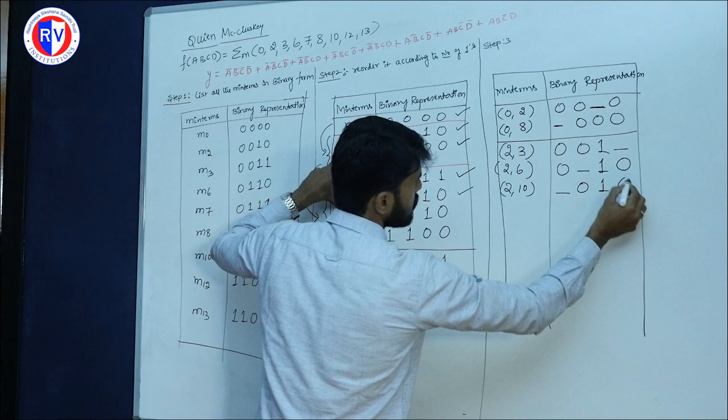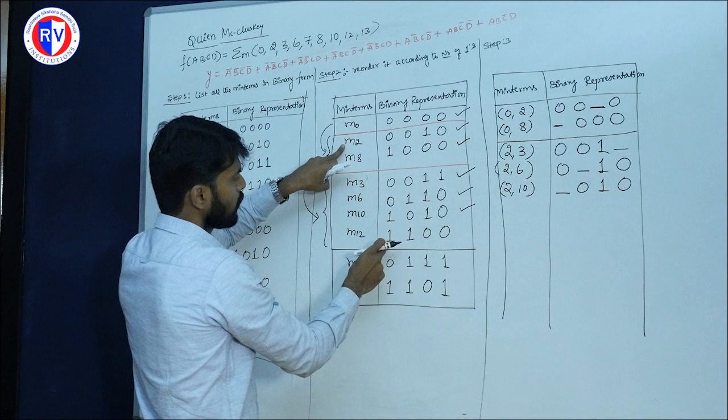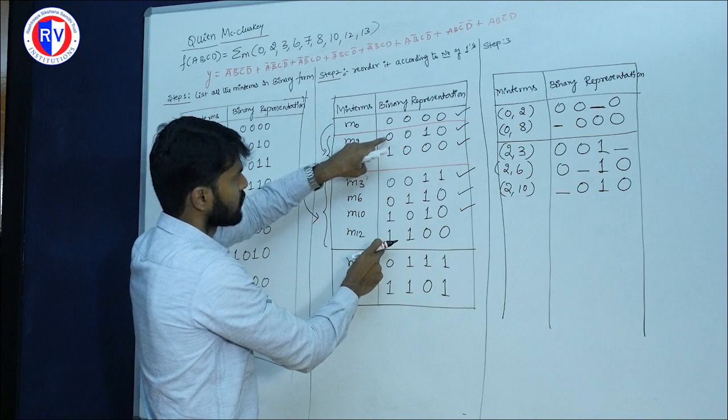Similarly, 2 and 12. So as soon as it enters the next stage, we need to put a tick mark. Then we need to go for 2 and 12. 2 and 12, it having more than 1 bit change. See, here 0 is there, here 1 is there. Here 0 is there, here 1 is there. So that's why we are not supposed to enter to the next stage.